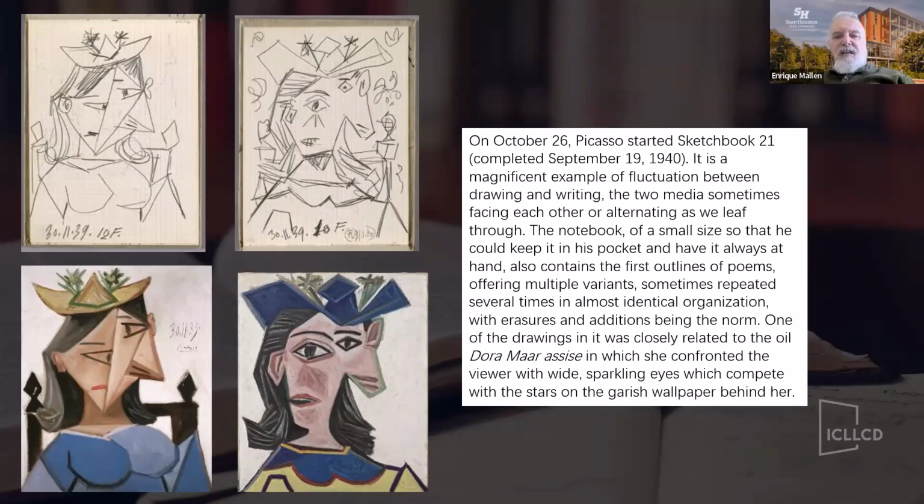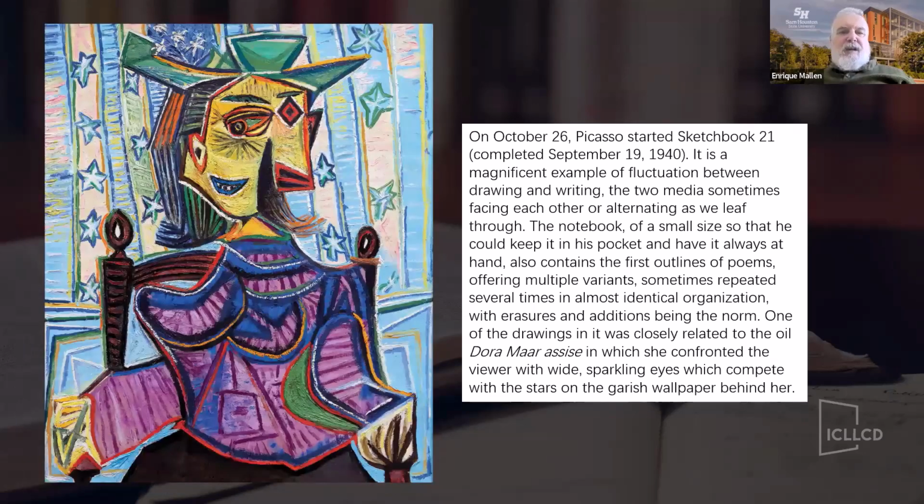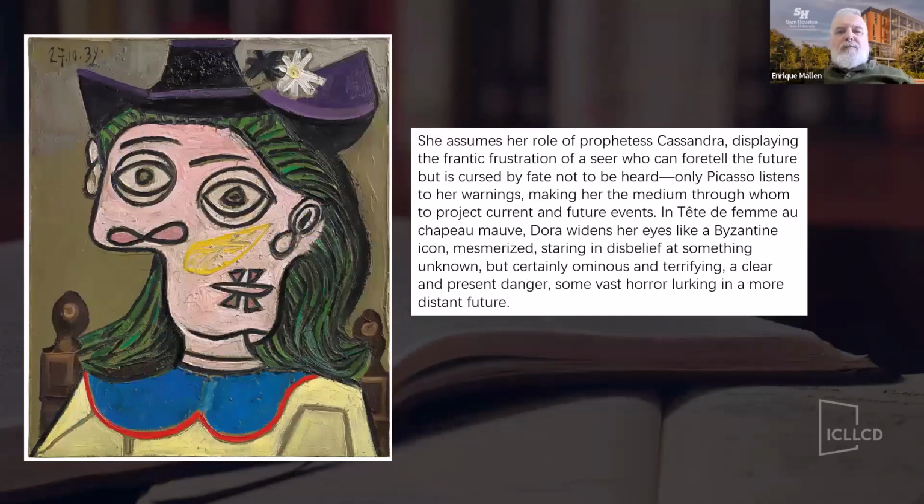One of the drawings in it was closely related to the oil Dora Maar, Assise, in which he confronted the viewer with wide, sparkling eyes that would compete with the stars of the garish wallpaper behind her, as we see here illustrated. She assumes her role of the prophetess, the Cassandra, displaying the frantic frustration of a seer who can't foretell the future but is cursed by fate not to be heard. Only Picasso listens to her warnings, making her the medium through whom he projects current and future events.